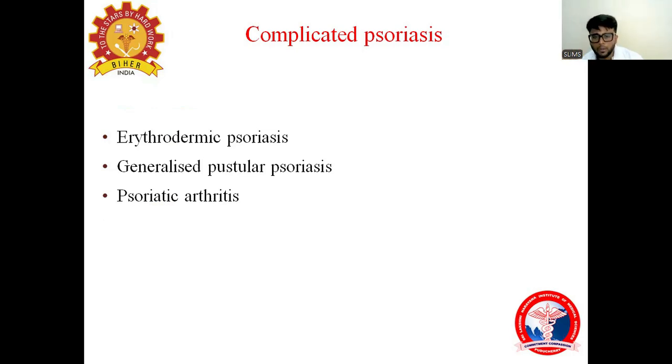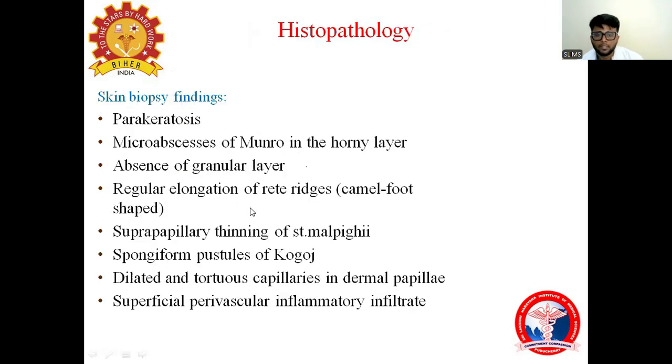Localized type and diffuse type. Okay. And psoriatic arthritis. So what are the histopathological changes? Histopathological involvement starts from the stratum corneum to the dermis. The stratum corneum shows hyperparakeratosis. What is parakeratosis? Normally there is absence of nucleus in the stratum corneum. If the nucleus is retained, it is called parakeratosis.